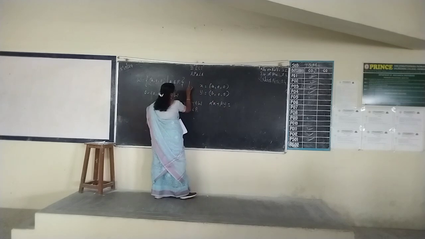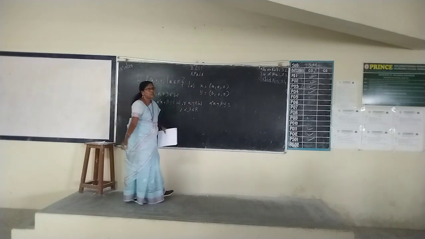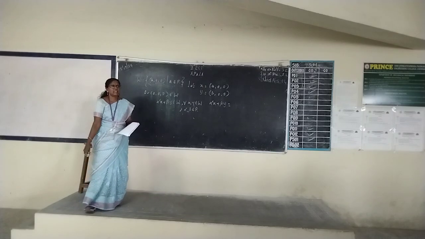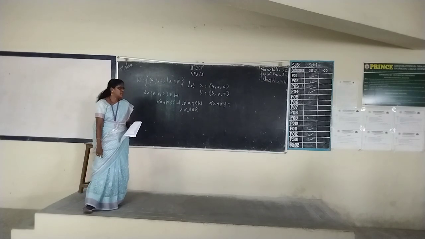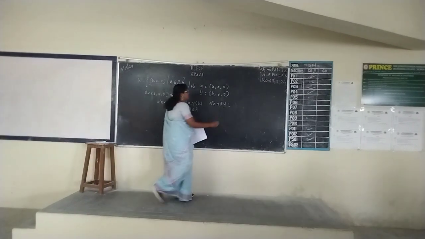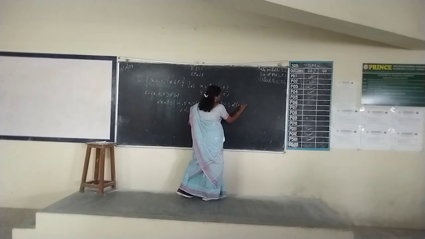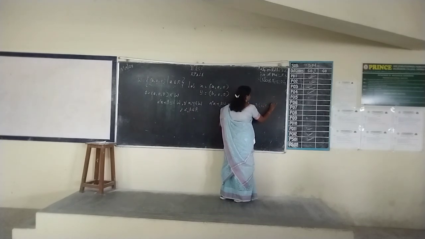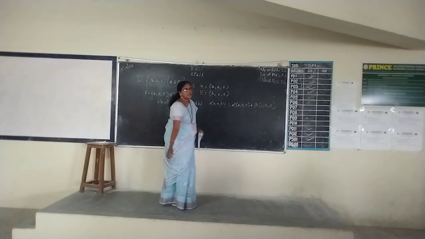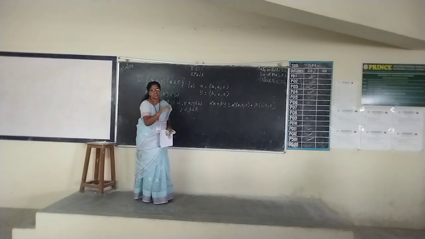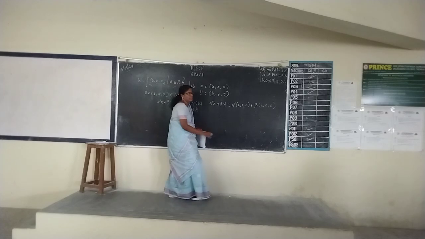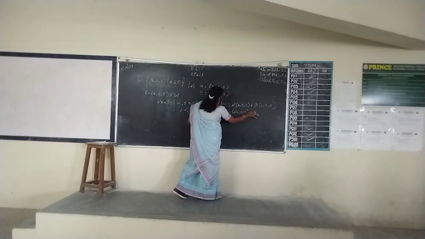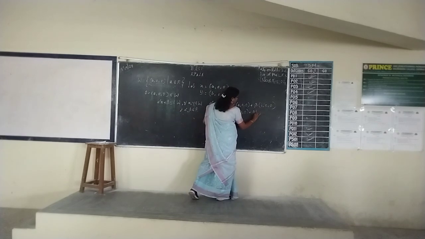Let x equal to (a, 0, 0) and y equal to (b, 0, 0). Alpha x plus beta y is equal to alpha into (a, 0, 0) plus beta into (b, 0, 0). Now it's only vector multiplication. If you multiply alpha inside, what will happen? Alpha a, 0, 0 plus beta b, 0, 0.